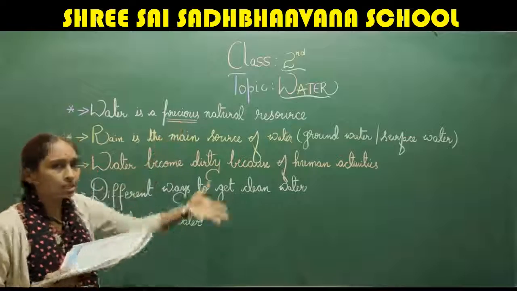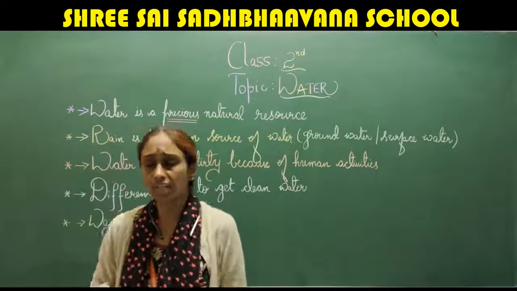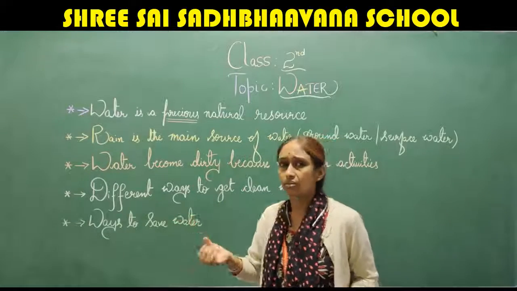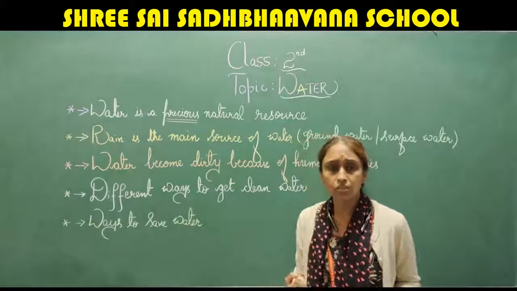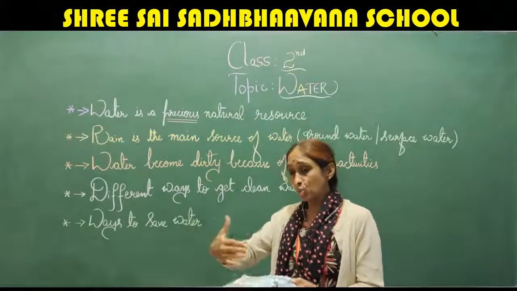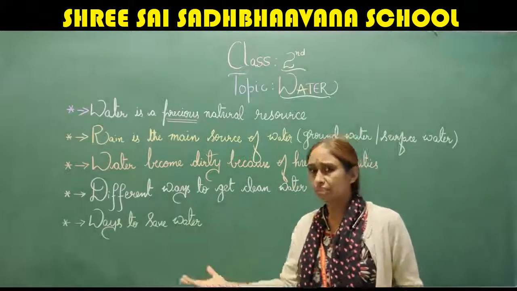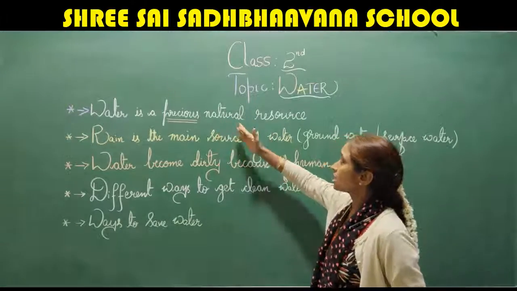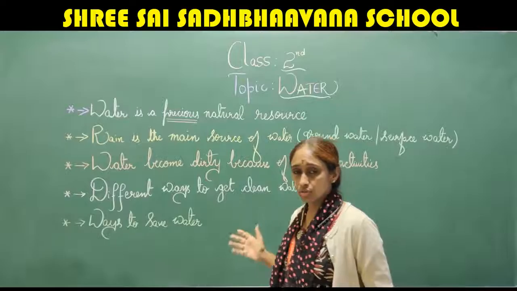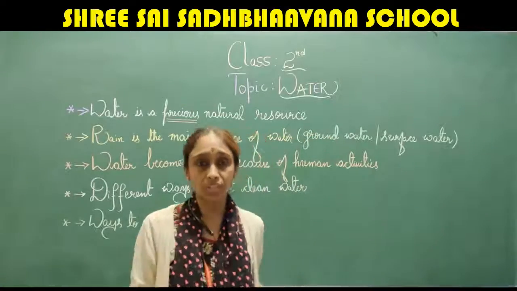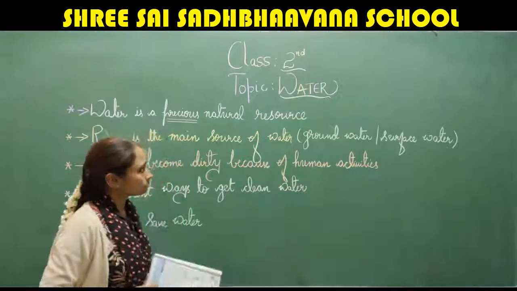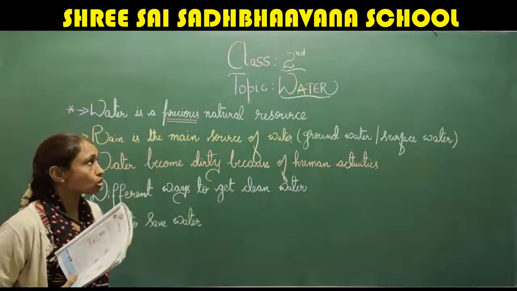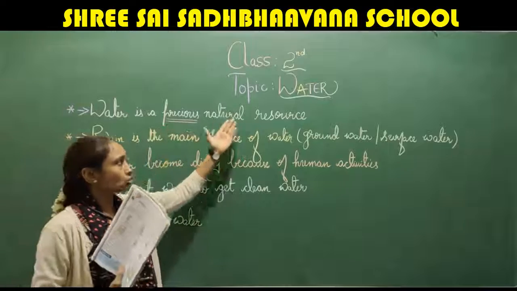So we are getting that for free. We are getting water in nature. We are not paying or working hard to get the water, right? If we wanted to make water, definitely we would have to work hard to get it. But water is a very precious natural resource. Natural resource means what we get from nature. In the same way, we get water in nature. So it is called a very precious natural resource.